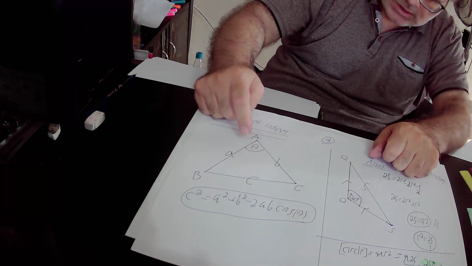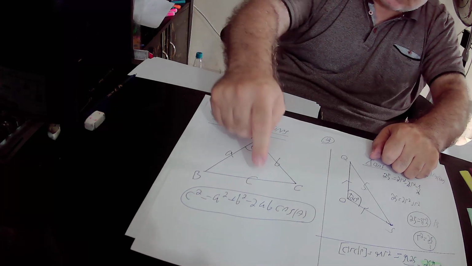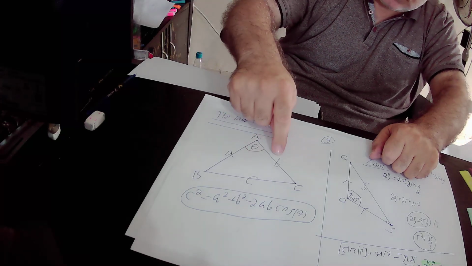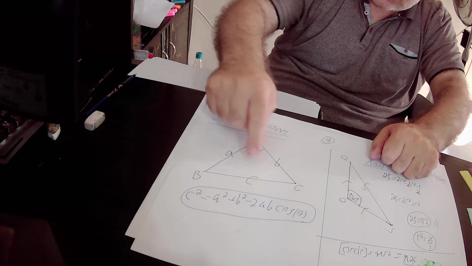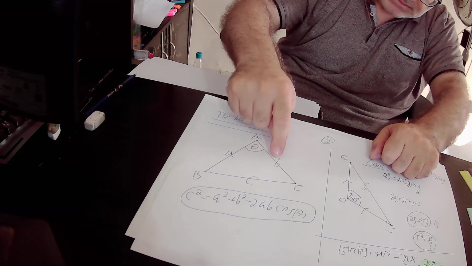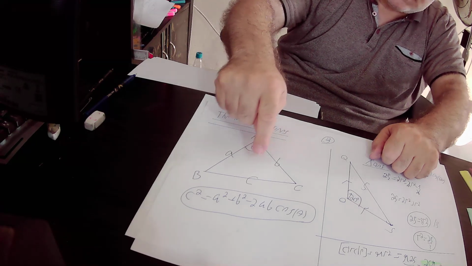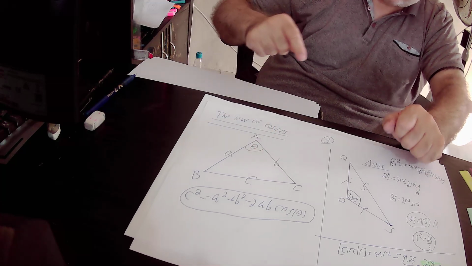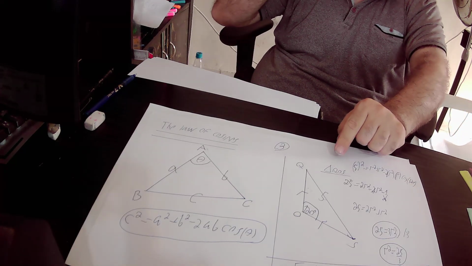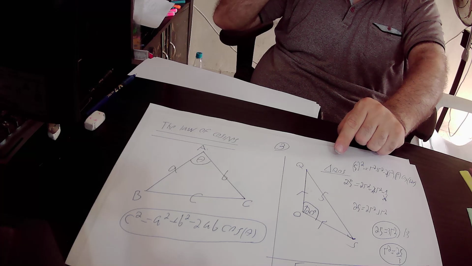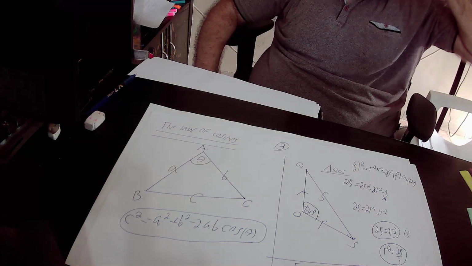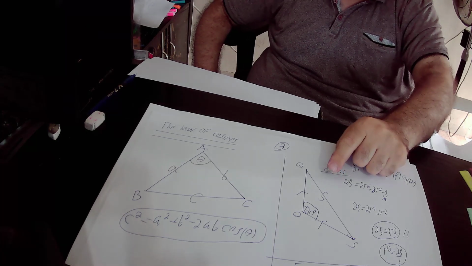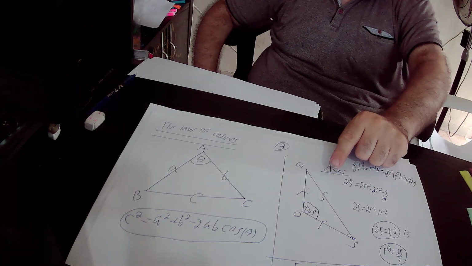Then according to the law of cosines, we get that C squared equals A squared plus B squared minus 2 times A times B times cosine theta. Again, C squared equals A squared plus B squared minus 2 times A times B times cosine theta. We can implement the law of cosines in any triangle, and especially in this triangle, triangle QOS.